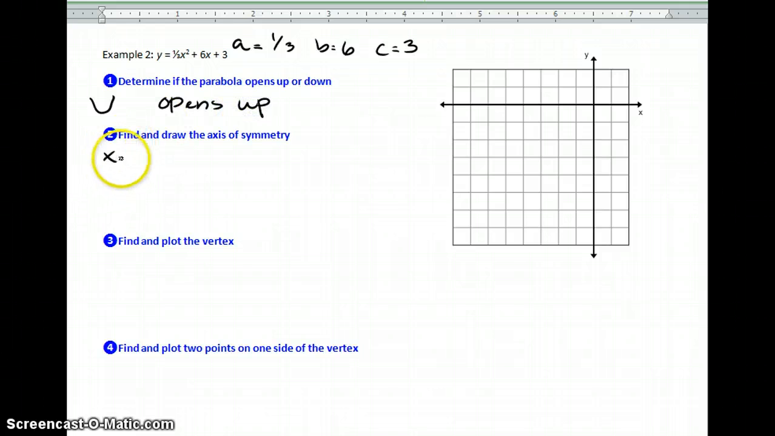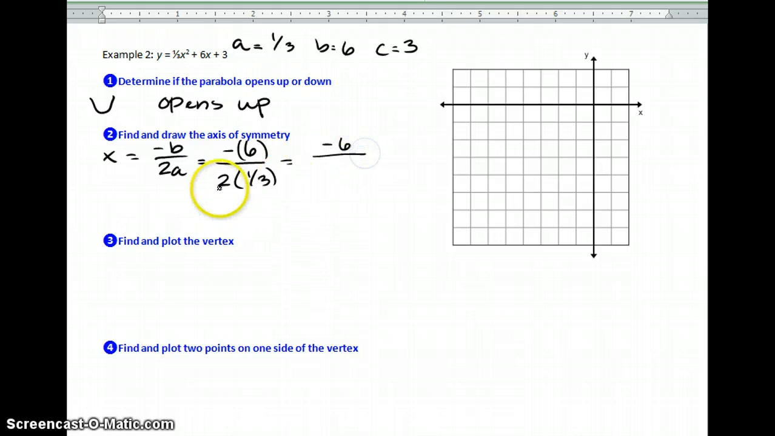Find and draw the axis of symmetry. X equals negative B over 2A. So negative B is negative 6. My B's and 6's look alike. I already know it. And my A is 1/3. Let's simplify. This is negative 6 over 2 times a third, which is 2/3.